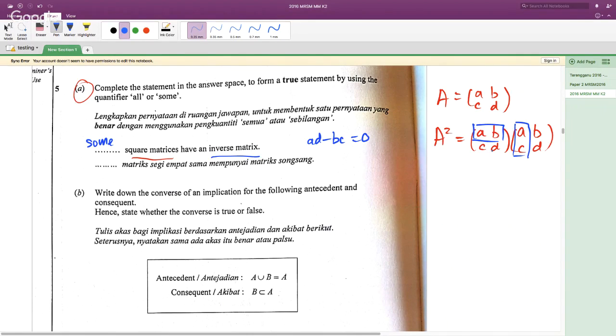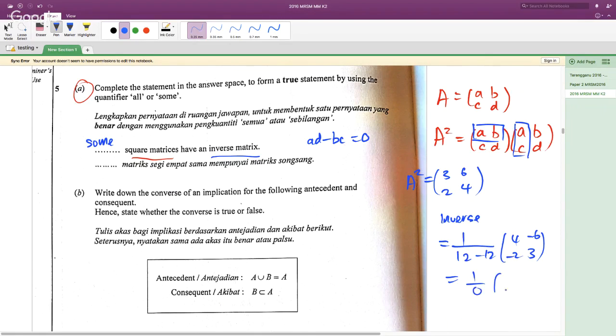What I'm trying to mean is something like this. I don't know, let me just give numbers 3, 4, 6, 2. Let's say this is your A square. After A square, you get this value, and then you want to do the inverse for A square. Then what you do is 1 over AD, which is 3 multiply 4 is 12, minus BC, minus 12, and then you do 4, 3, negative 6, negative 2. But since 12 minus 12 is 0, when you do 1 over 0 in your calculator, it will tell you this is a math error. So that means it's still possible you will get a matrix like this, depending on what numbers are there.